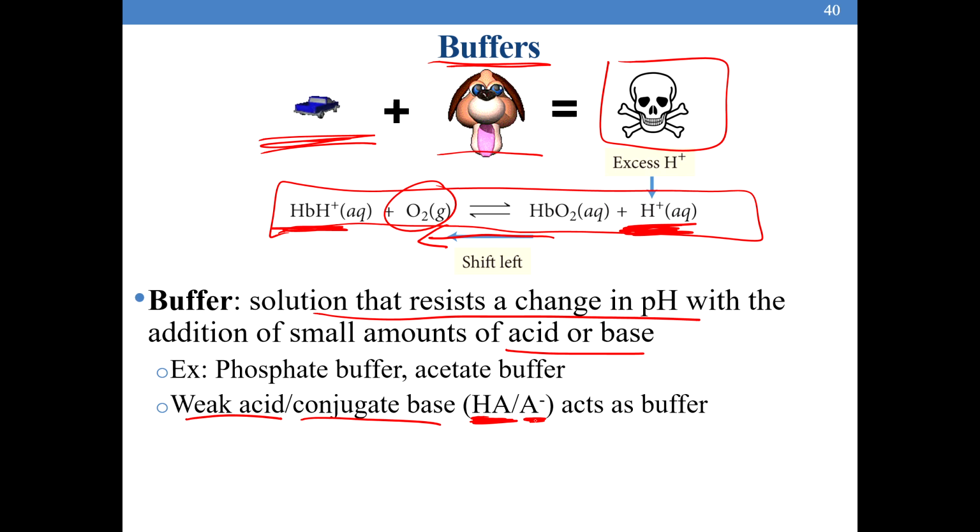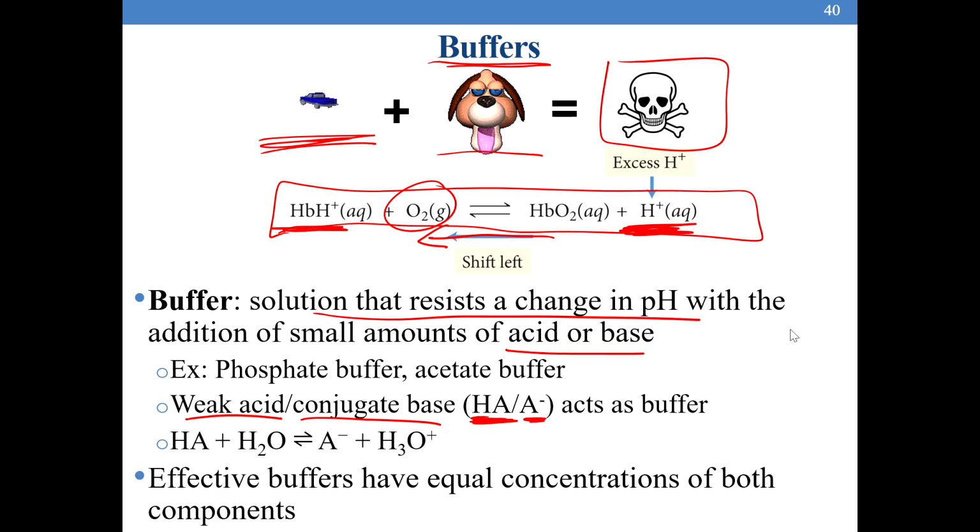Okay, so oftentimes in the body and in lab, phosphate's a good buffer. Acetate is another good buffer used in the lab because it's a weak acid. Okay, so effective buffers will have equal concentrations of the HA and A minus partnership. Okay, they'll have equal concentrations of both components, because that way if acid is added, the A minus can help. If base is added, the HA can help.